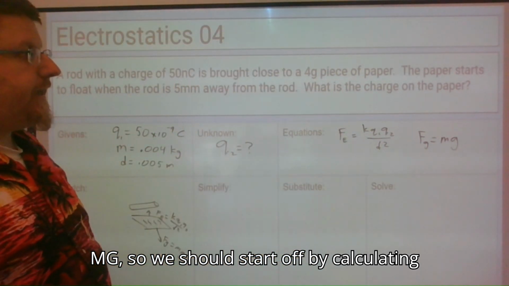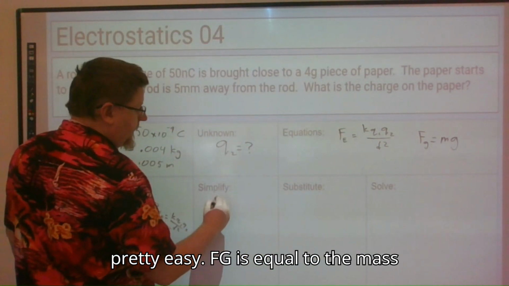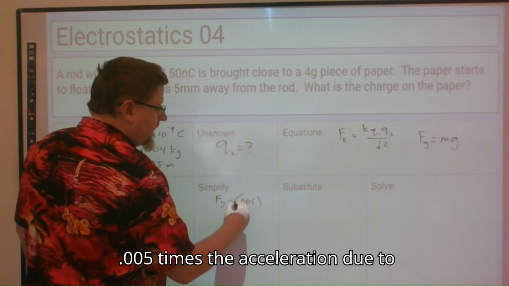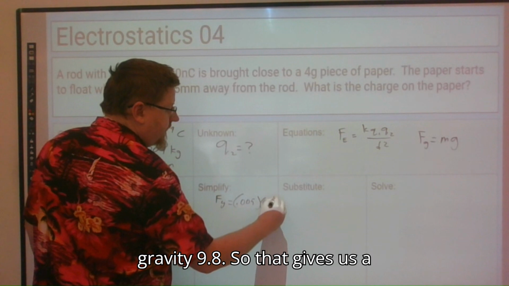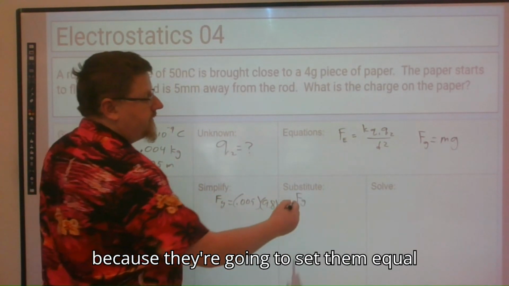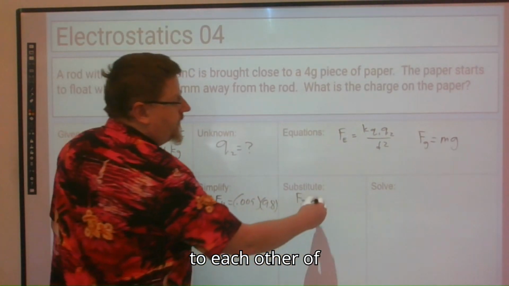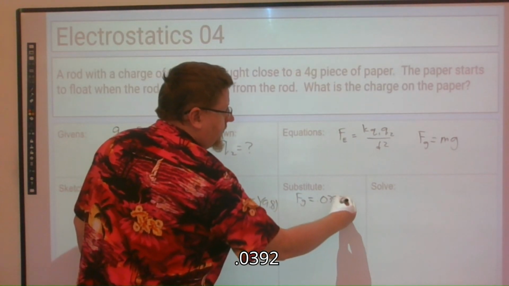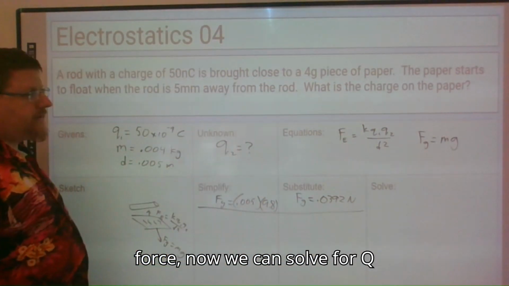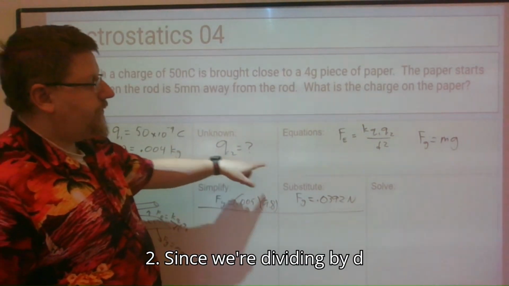So we should start off by calculating the gravitational force first. That's pretty easy. Fg is equal to the mass, 0.005, times the acceleration due to gravity, 9.8. So that gives us a gravitational force and an electric force, because they're going to set them equal to each other, of 0.0392 newtons.